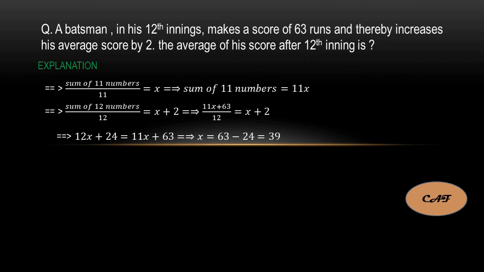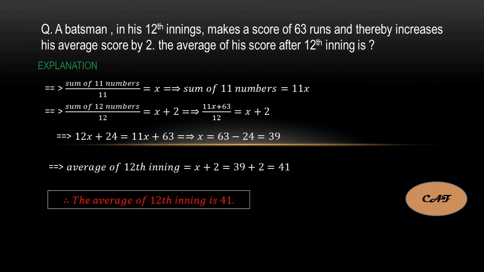Okay. So what they are asking is the average of his score after the 12th inning. But whatever we got, x is equal to 39, that is the average for the 11th inning. So the average of the 12th inning is equal to x plus 2. So 39 plus 2 is equal to 41. Therefore, the average of the 12th inning is 41.